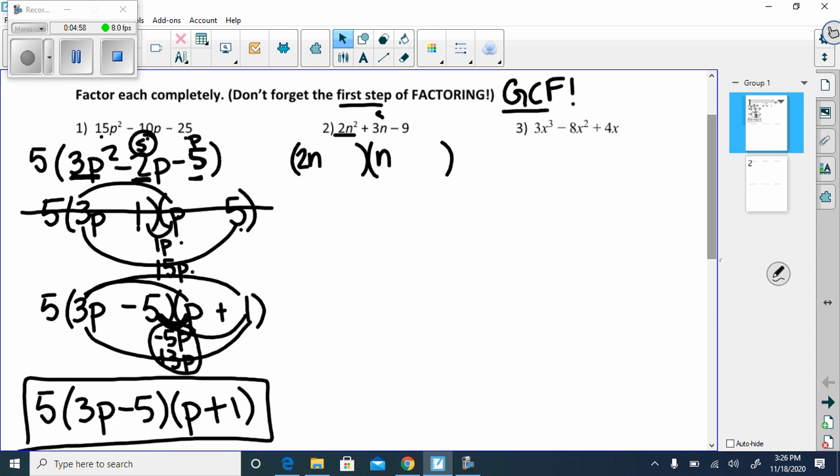I'm still going to use this sum and product to determine my terms and their signs. So first I'm looking at 9. What multiplies to give me 9? I probably think of the factors 3 and 3.